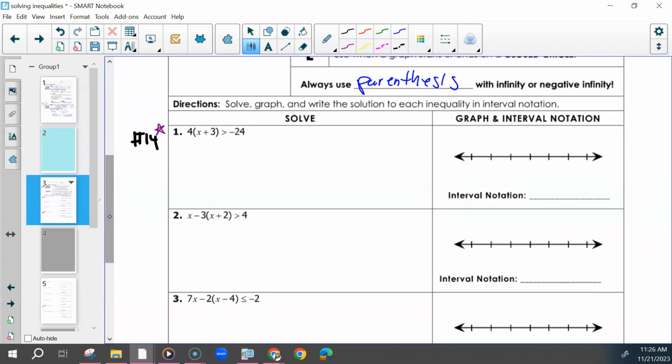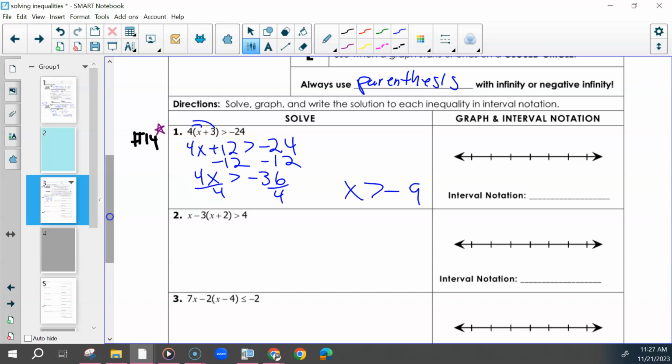So let's do some of these. With number 1, how would we start solving that? So 4x plus 12 is greater than negative 24. Our next step. Subtract 12. We have 4x is greater than negative 36. Divide both sides by 4. Is the sign going to change? So x is greater than negative 9.